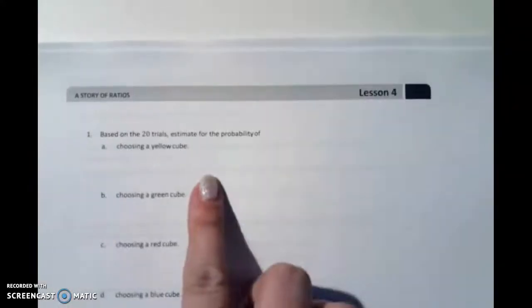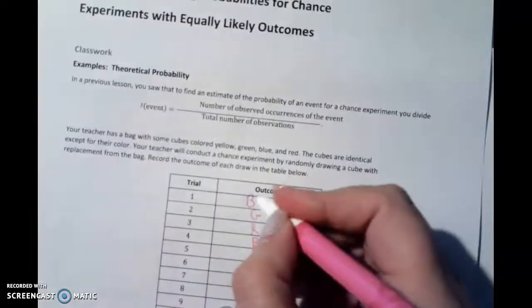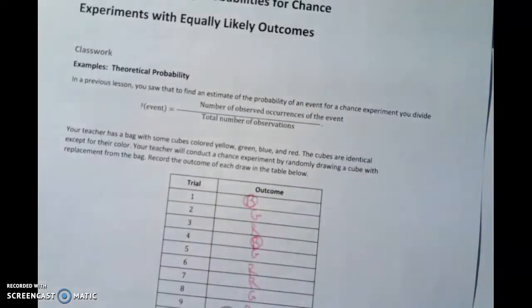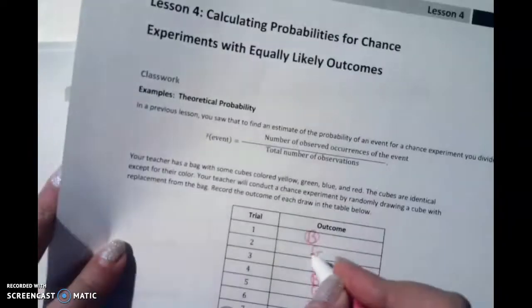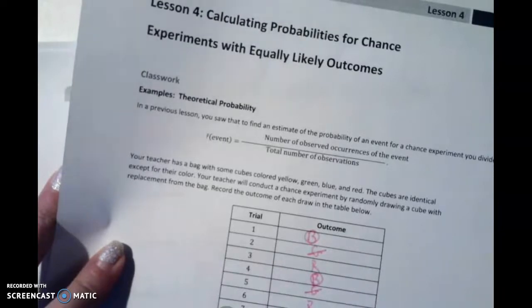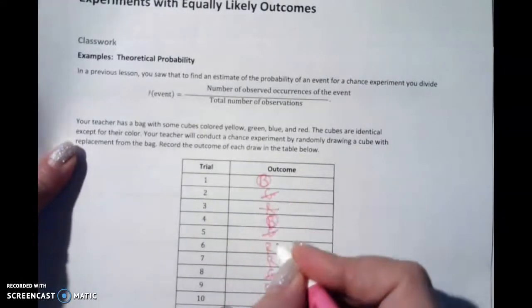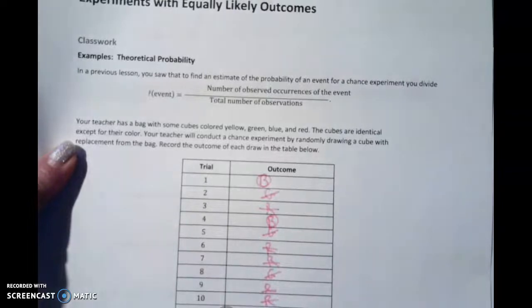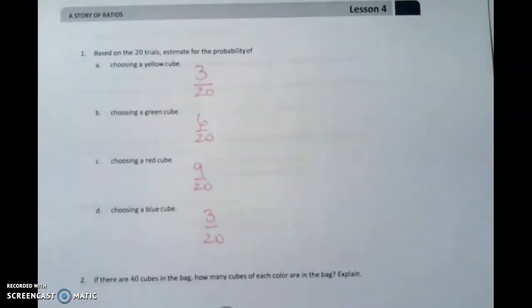Okay, based on the 20 trials, estimate the probability of each of these. So we did 20 trials. Okay, now I'll just go back and count. Blue, 1, 2. Okay, I got blue 3 times. Okay, green, 1, 2, 3, 4, 5, 6 times. Red, 1, 2, 3, 4, 5, 6, 7, 8, 9 times. And then yellow was 1, 2, 3 times. And that was just my experiment.